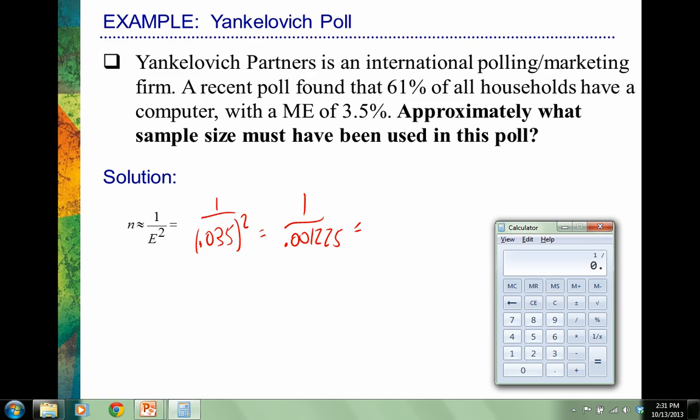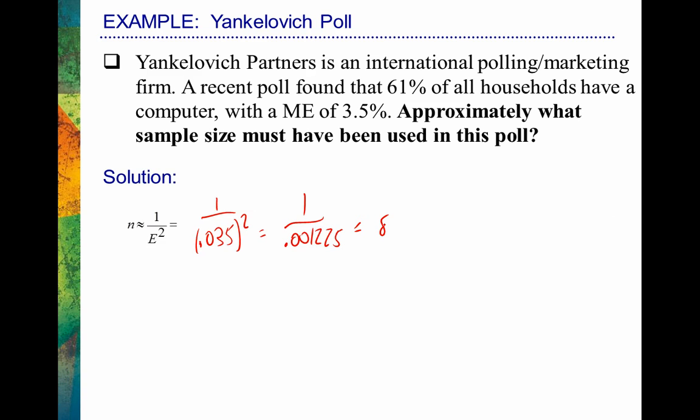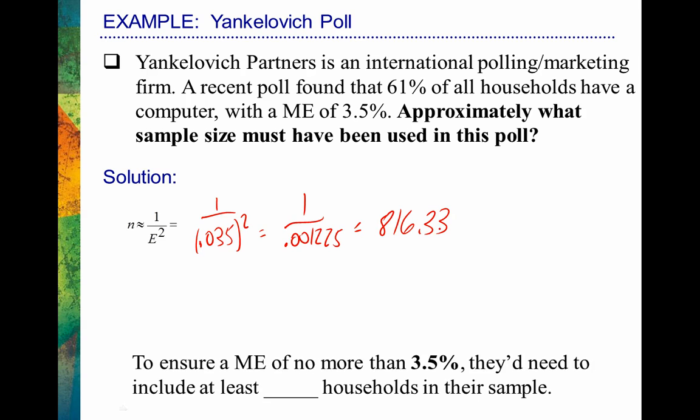All right, now let's just work that out. 1 divided by 0.001225 equals 816.33. 816.33 people would be needed in this particular poll. Now, of course, we can't have a third of a person, so we're going to just round that up. So to ensure a margin of error of no more than 3.5%, they would have needed to include at least 817 households in their sample.